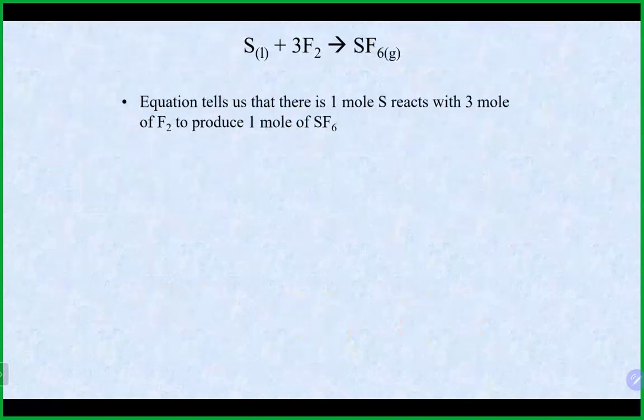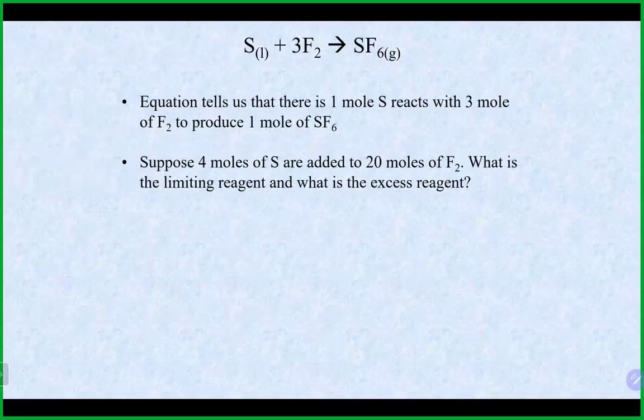So for example, here, if we look at this equation here, we're going to start with 4 moles of our sulfur, and we're going to start with 20 moles of our SF2. And we want to know, how many moles of our product here we're going to make.